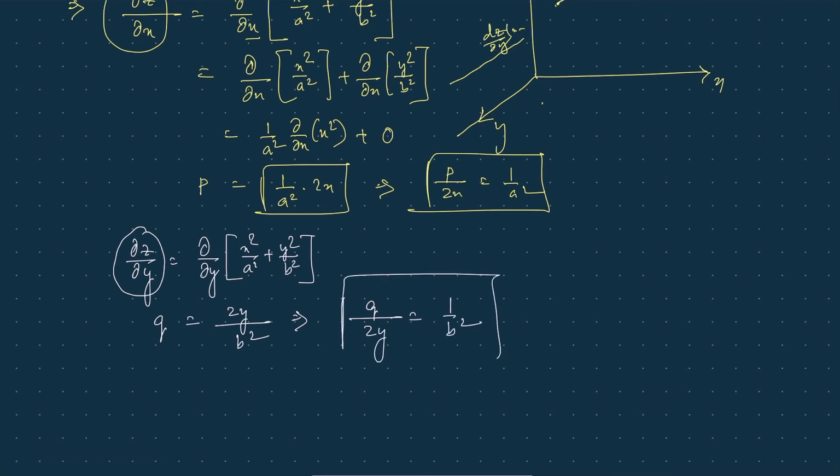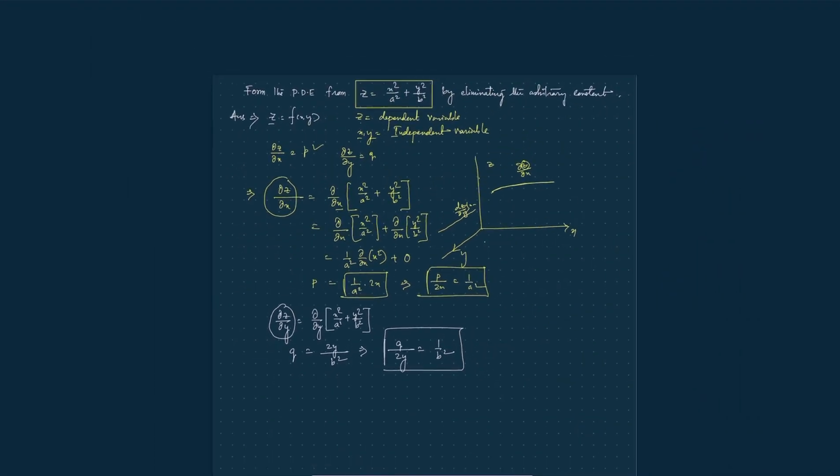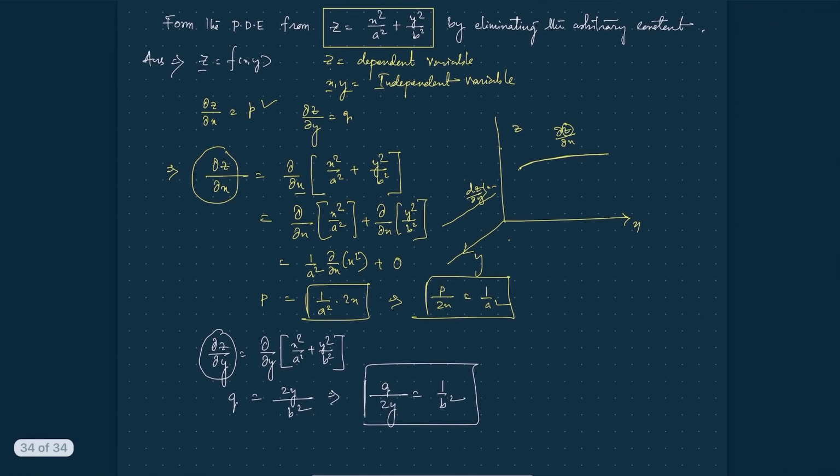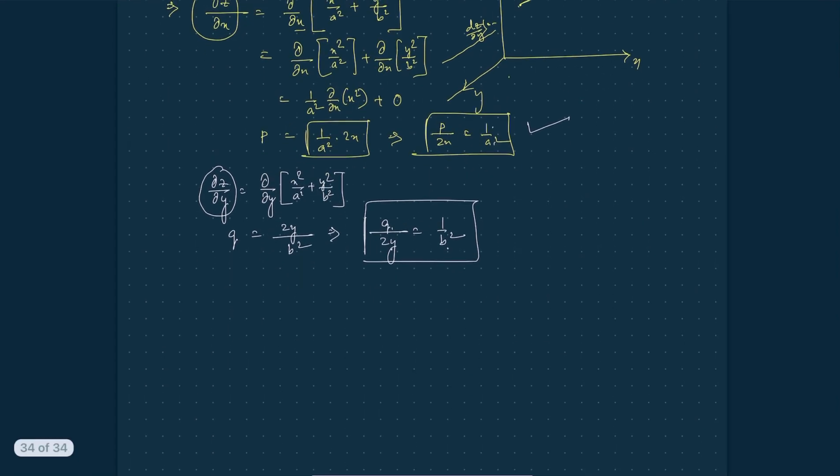Okay, you see here. Now you check here. In this original function, what is 1 by b square? That is equal to q by 2y. And what is 1 by a square? 1 by a square is equal to p by 2x. So can I write like this?